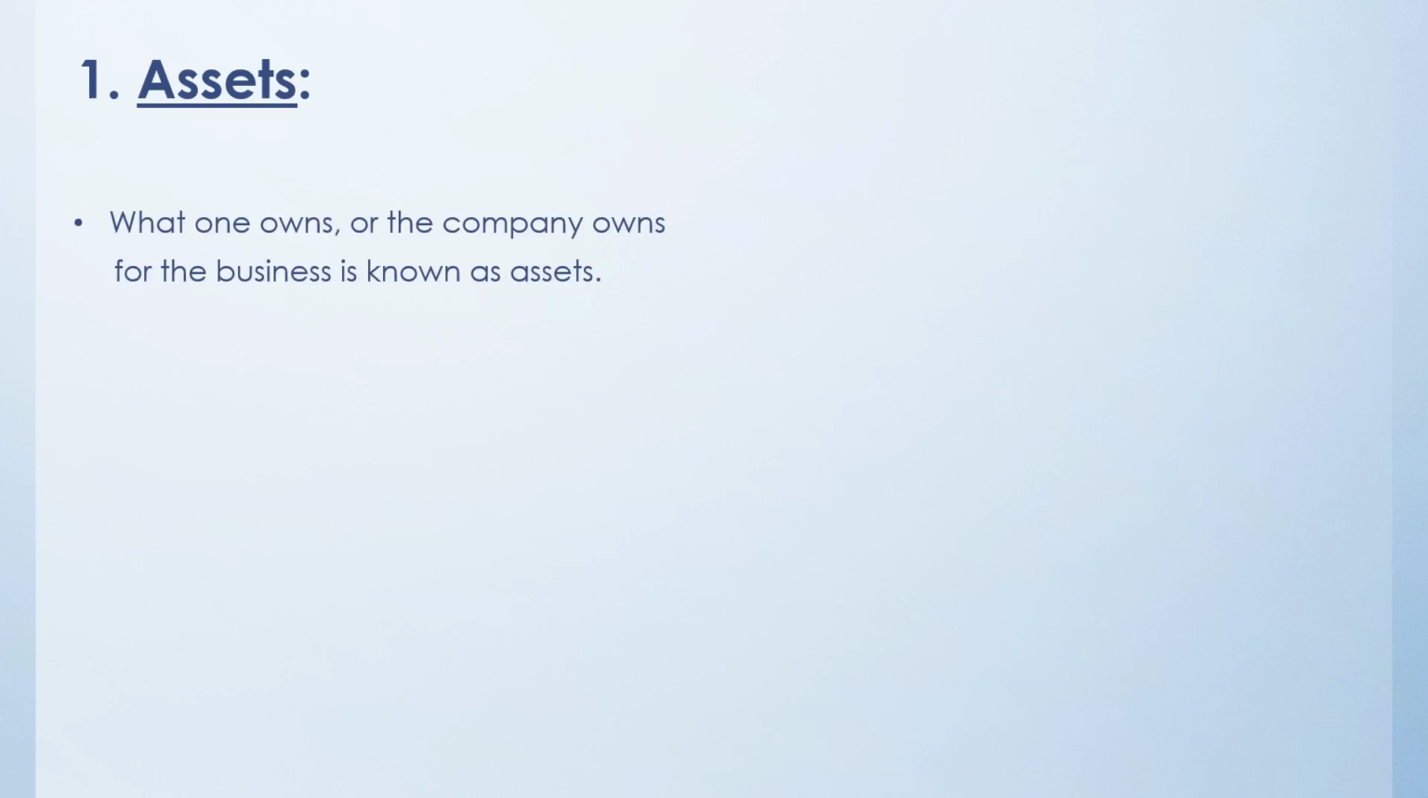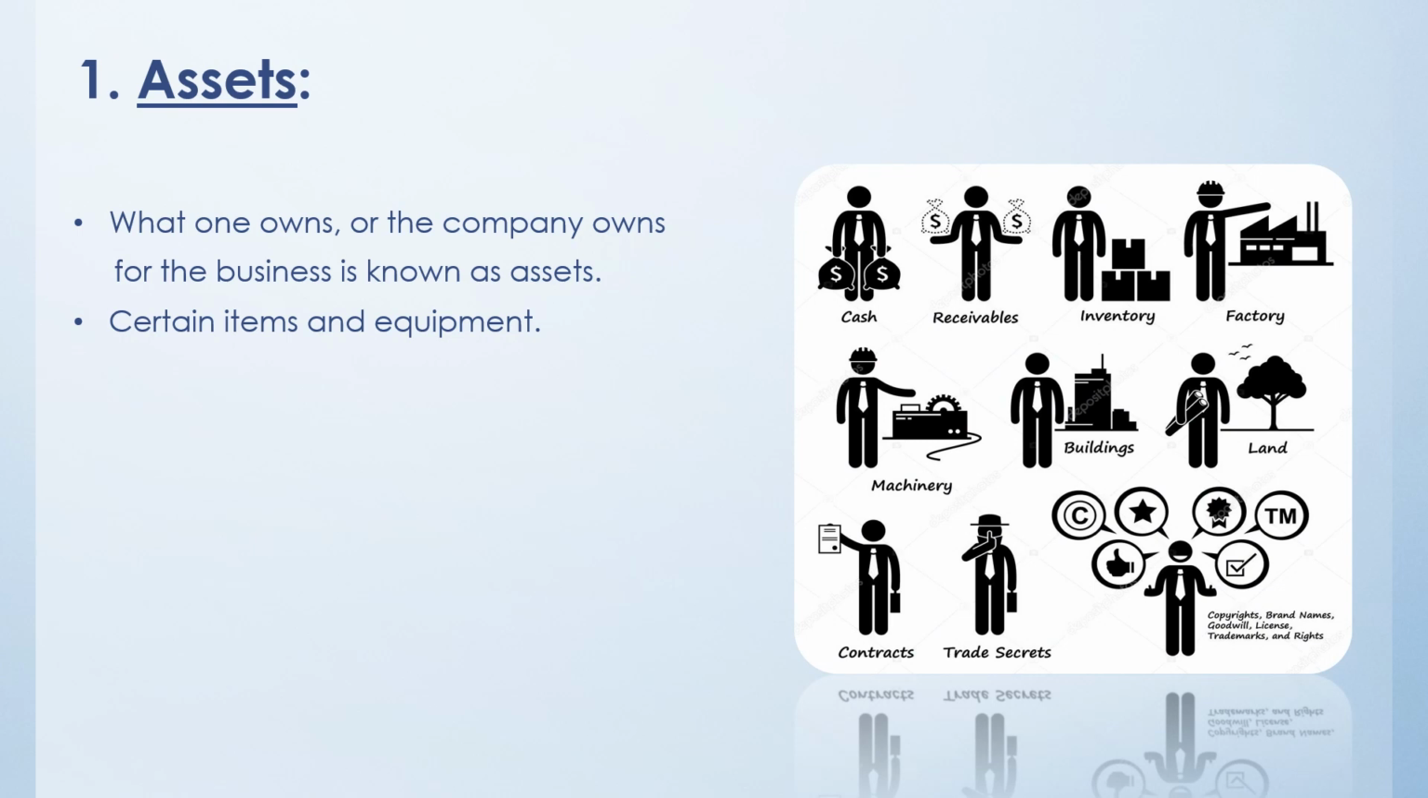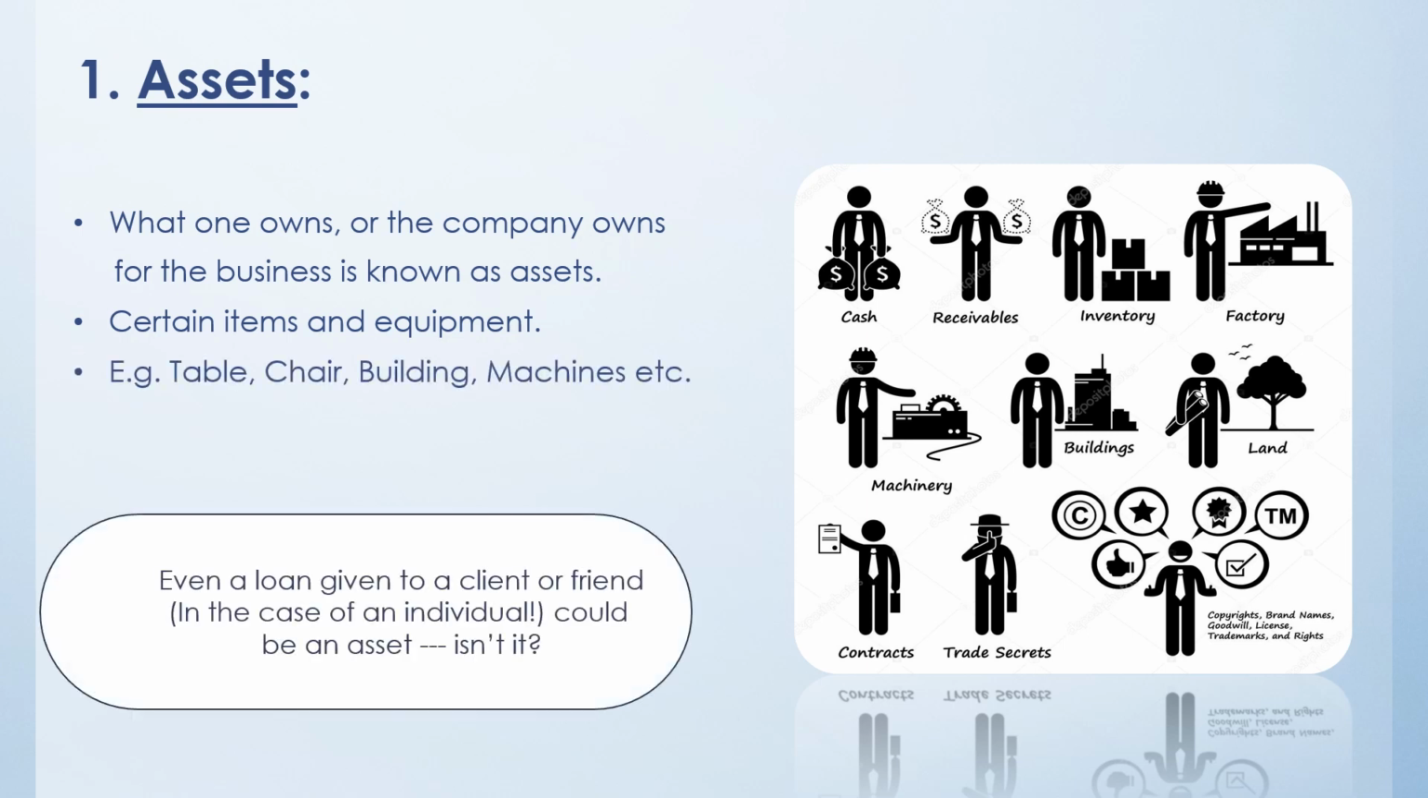So what are the assets? In simple language, we can say what one owns or the company owns for the business is known as assets. For doing business, a company or individual has to own certain items and equipments like office, machines, and motor car. They belong to the business and hence known as assets to the company. For example, table, chair, building, machines, car and delivery van, etc. These all are the examples of assets.